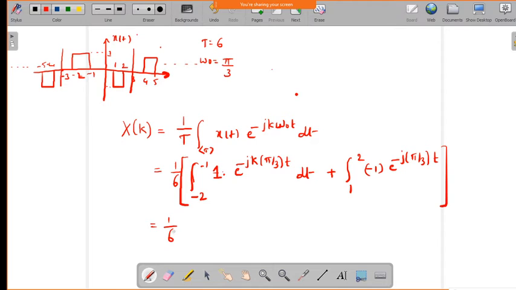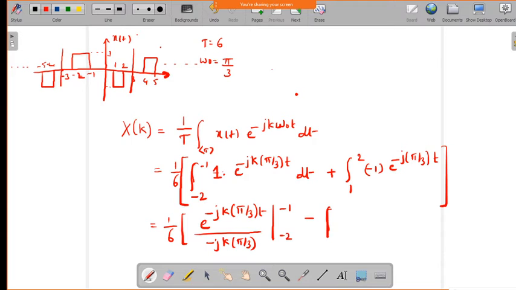So this one, 1 over 6 into, what is e power minus jk pi by 3t? So that integral if we evaluate, we will get e power minus jk pi by 3 into t, divided by minus jk pi by 3. Okay, so this should be evaluated between minus 2 to minus 1, and the other term will be evaluated between 1 to 2, which is given by e power minus jk pi by 3 into t, divided by minus j into pi by 3 into k. Okay, so now put the value of t and evaluate the expression.